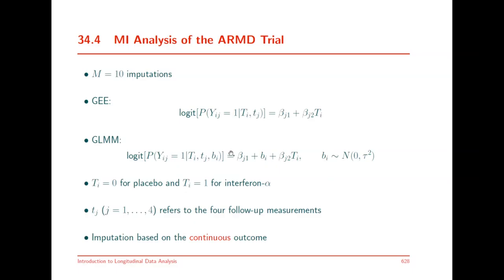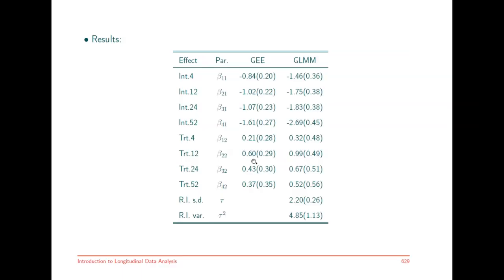Another advantage of proc MI is, I'm going to analyze the binary outcome, loss of lines of vision, yes or no. But the underlying variable is visual acuity. So what I can do is do the imputation at the level of visual acuity, and only after the imputation I dichotomize. So I use a much richer imputation model than what I'm finally going to use for analysis.